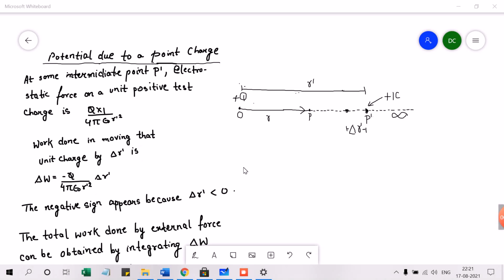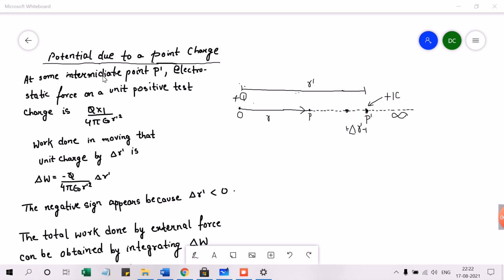We will find potential due to a point charge. First of all, there is a plus q charge at point O, and there is a point positive test charge plus 1 at infinity. Now we have to find the potential at P because of plus q charge.